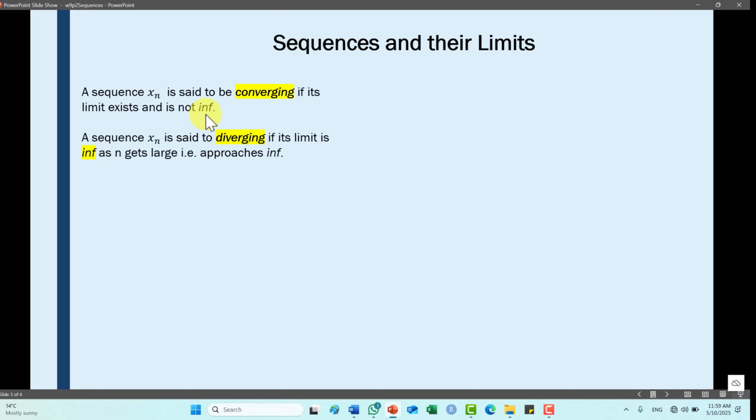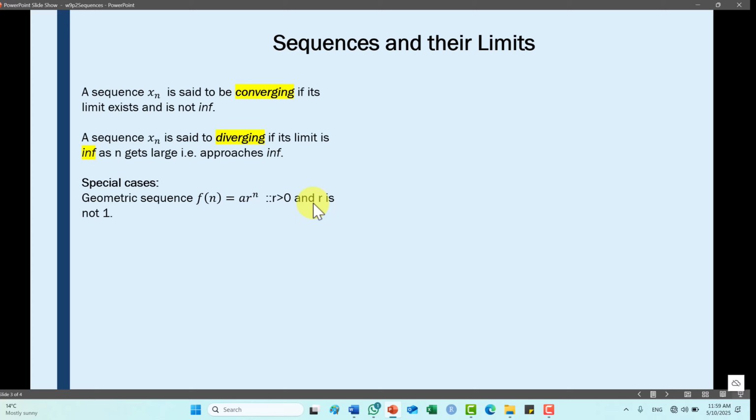In both of those two cases, the limit doesn't exist. And such a sequence is said to be diverging if the limit doesn't exist. So those two limits which we have seen earlier are diverging. Otherwise, we have also converging limits or converging sequences.